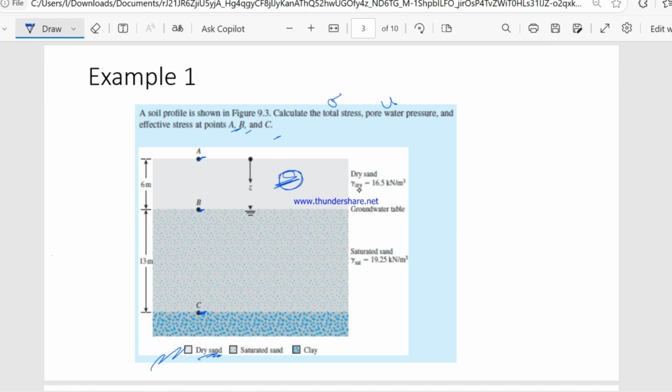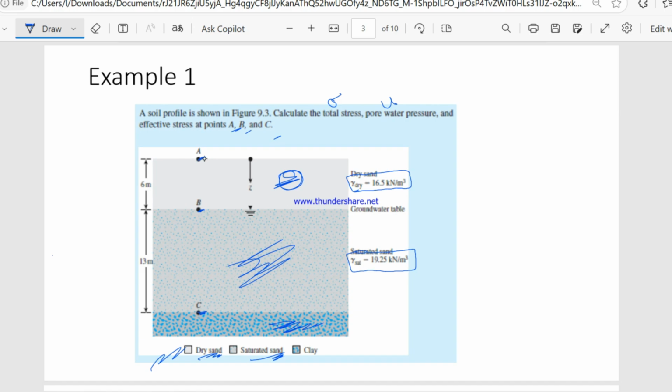Here, given for the dry sand, the dry unit weight is 16.5 kilonewton per meter cube, and this zone is saturated sand, and here also the given saturated unit weight is 19.25 kilonewton per meter cube, and this is the saturated clay zone. The question is, calculate the total stress, pore water pressure, and effective stress at points A, B, and C.